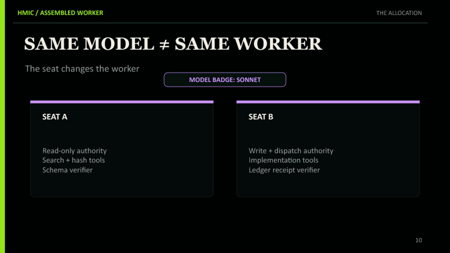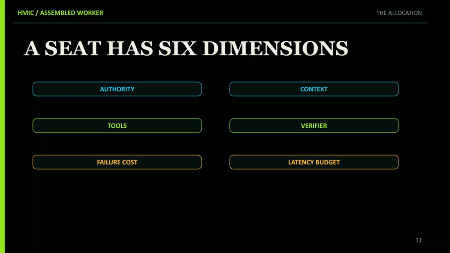Now, for the part most people overlook, a model is not equivalent to a worker. The same model in two different seats, different authority, different tools, different return contract. That's two different workers. Seat dimensions.